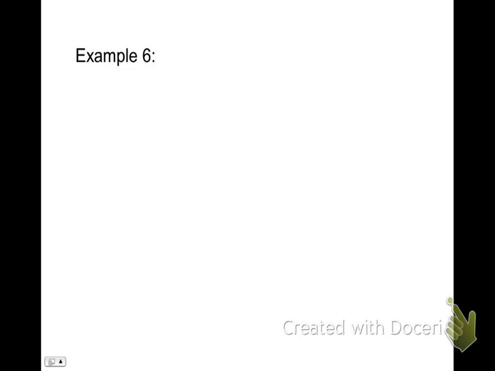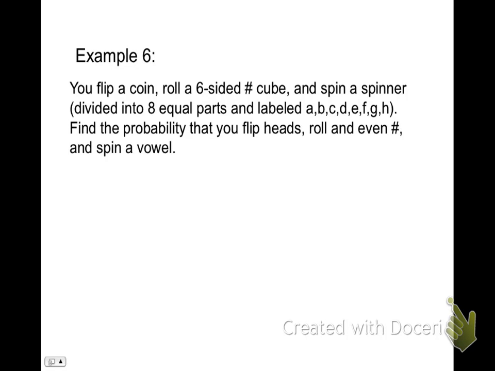So for our final example of the day, let's look at flipping a coin, rolling a six-sided cube, and spinning a spinner that is divided into 8 equal parts and labeled A, B, C, D, E, F, G, H. We want to find the probability of flipping heads, rolling an even number, and spinning a vowel.